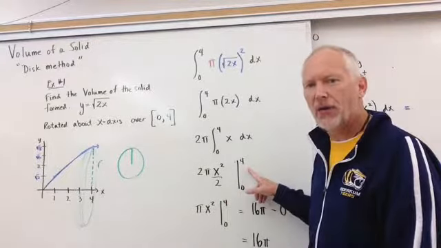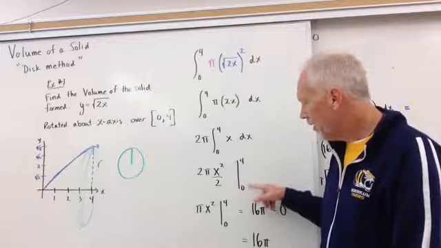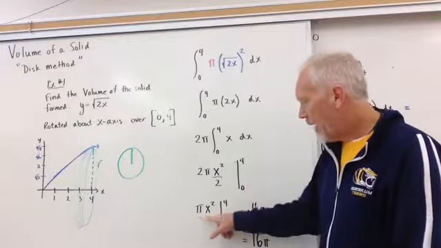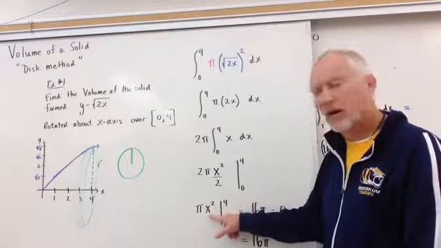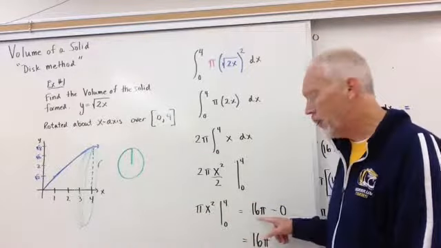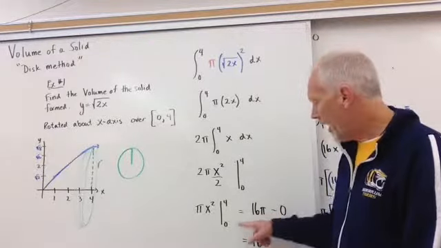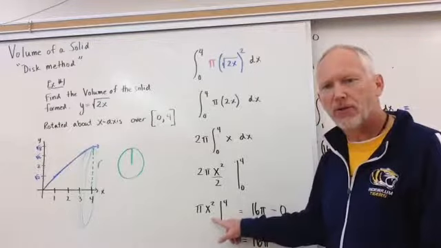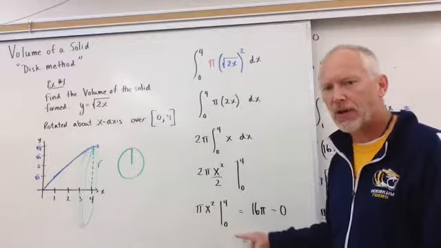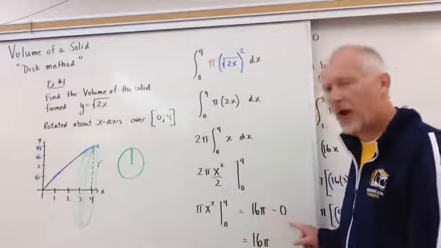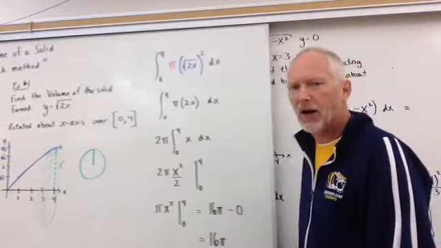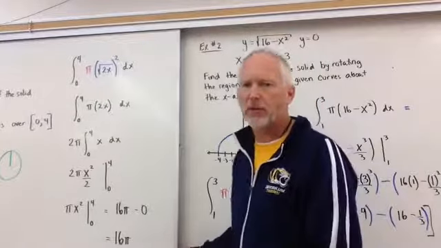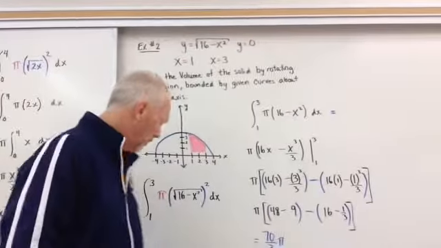And now I'm going to evaluate that from 0 to 4. So pi x squared over 2 from 0 to 4. Once I plug in 4, I get 4 squared times pi, which is 16. And if I substitute 0 into this equation, I just get 0. So it's 16 pi minus 0, which is 16 pi.